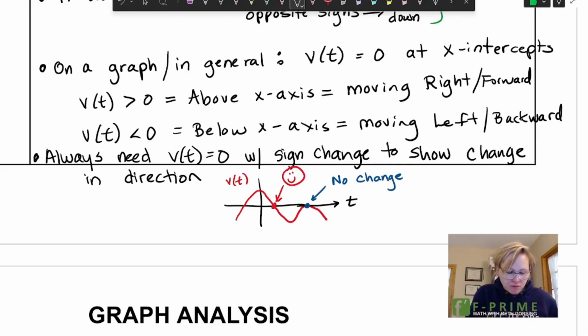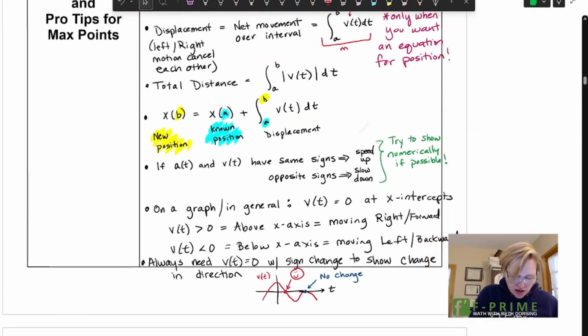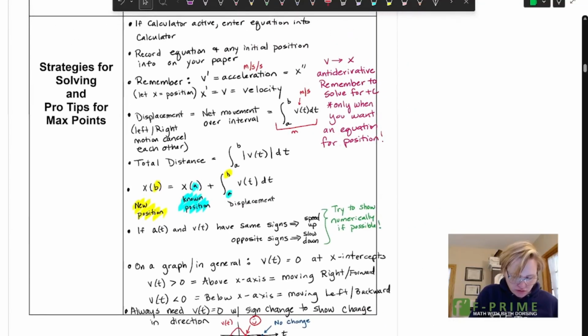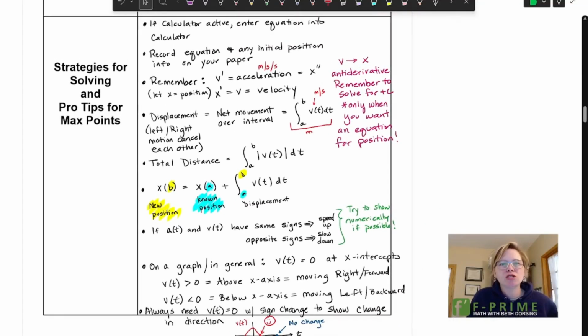So here is, at a glimpse, an overview of some tips and tricks for those linear motion free response questions. This is by no means complete. It's just very general. Based on years and years of looking at these, these tend to be the big topics that show up on this type of free response.